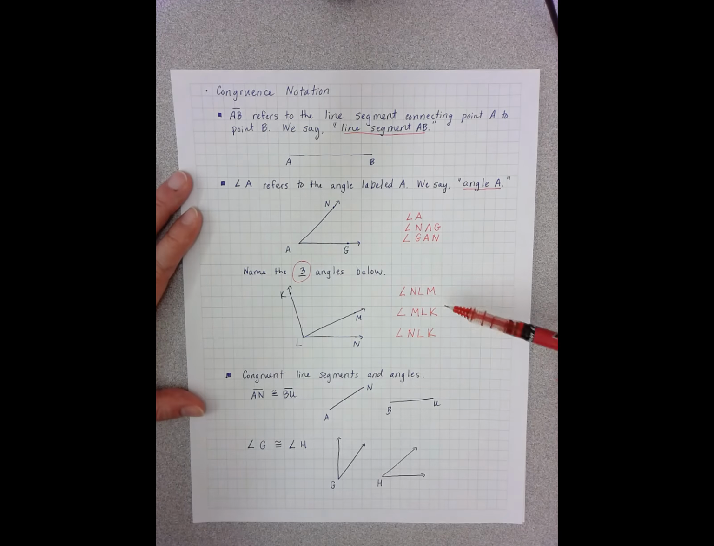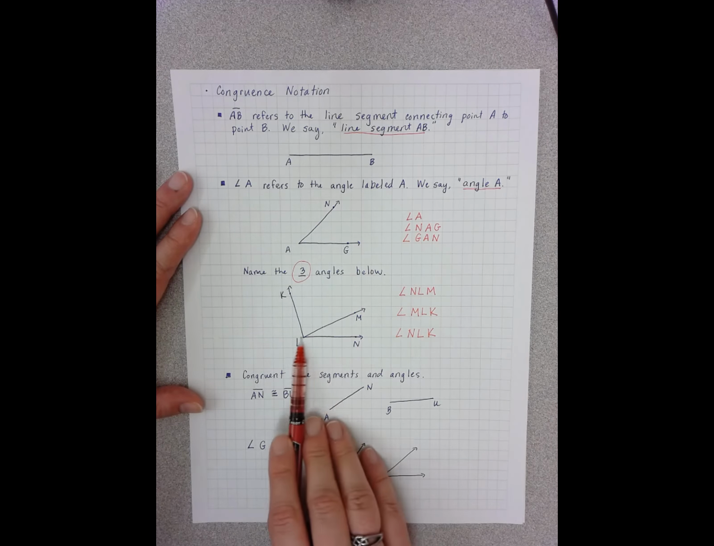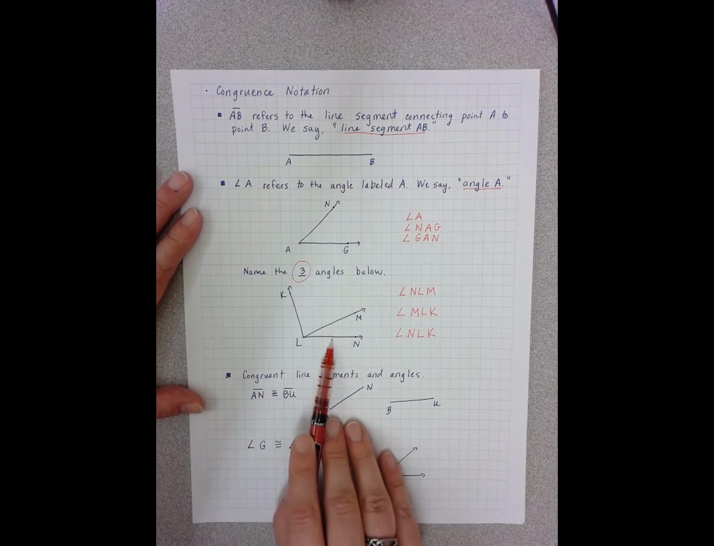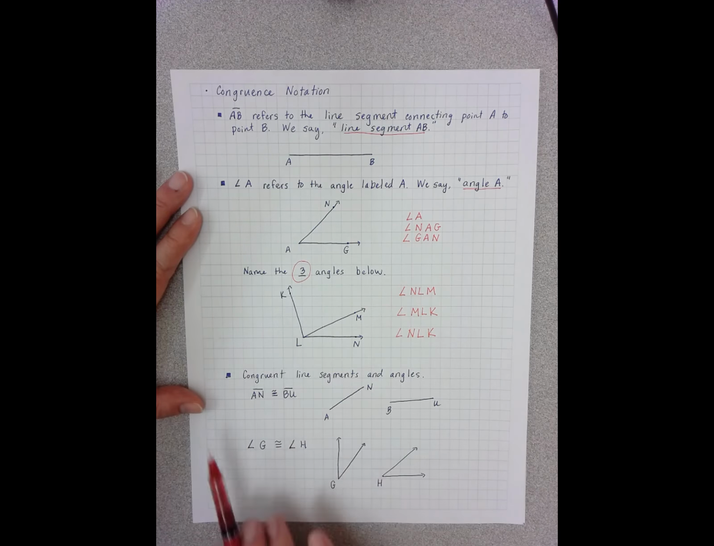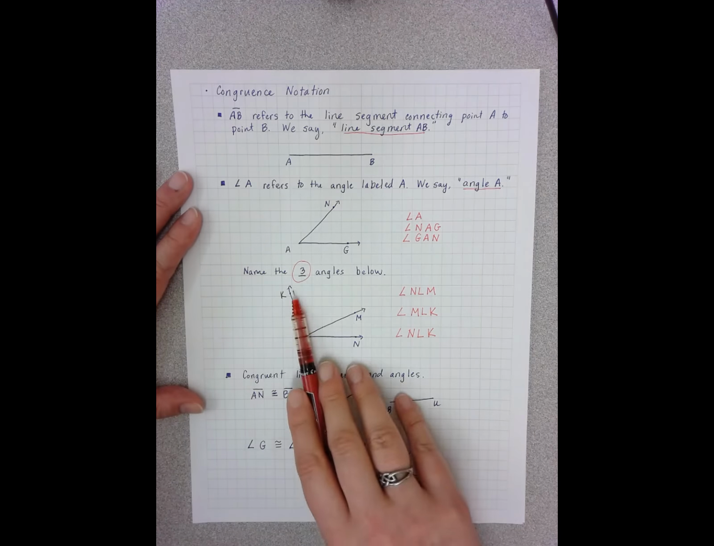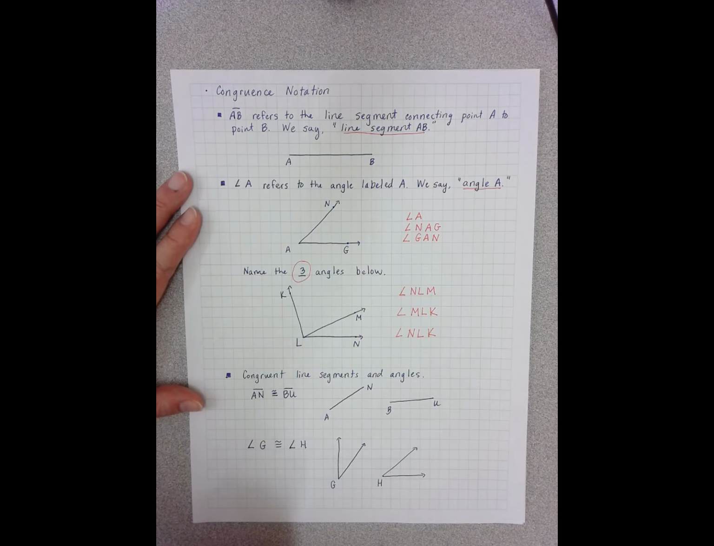Now I want you to notice here that all three of these angles have L in the middle because all three of them have L as the vertex. But the letters on the outside, around the L, around the vertex, specify how far I should go. Should I go from N to L to M, so this angle, or should I go from N to L to K, the whole big one, or should I go from M to L to K, the bigger of the two cut-up ones?